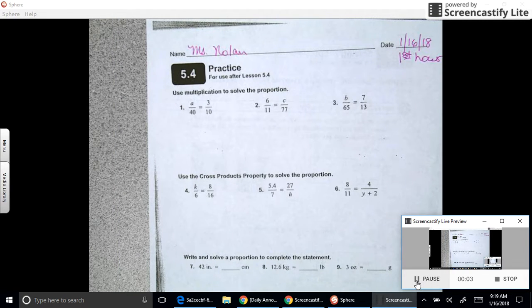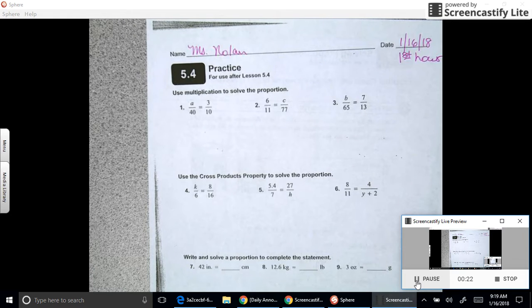So, this morning we took notes on solving proportions. So let's do some practice. The first step is to write the proportion. The proportions are written out for us. And remember, a proportion is just two ratios, and we're trying to figure out if they're equal.